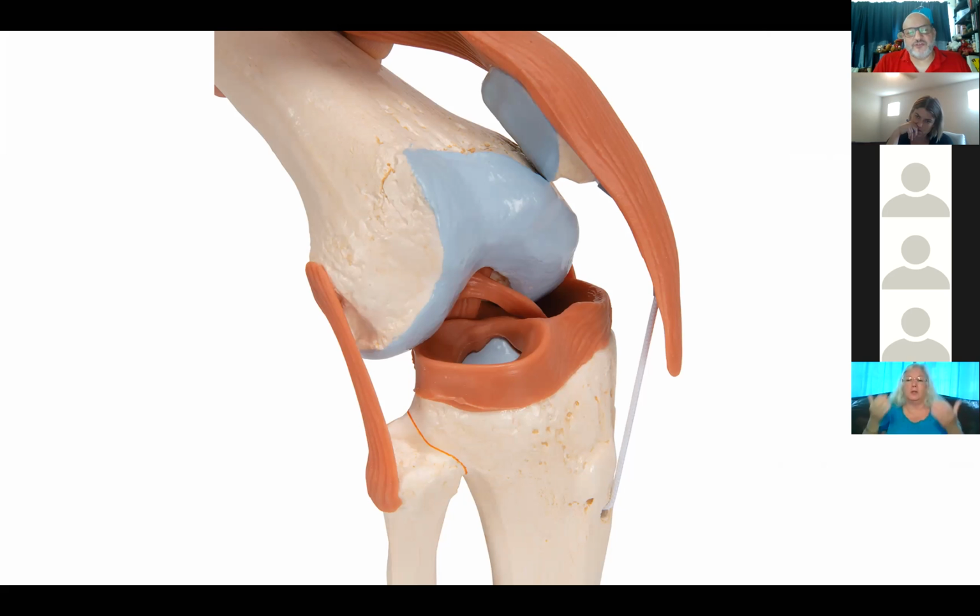Wowzers. So that's a tremendous amount of stress to put on this. And again, that fibrocartilage helps with compression. But when you're flexing the knee and dealing with that type of weight, it can be potentially damaging for those. Absolutely.